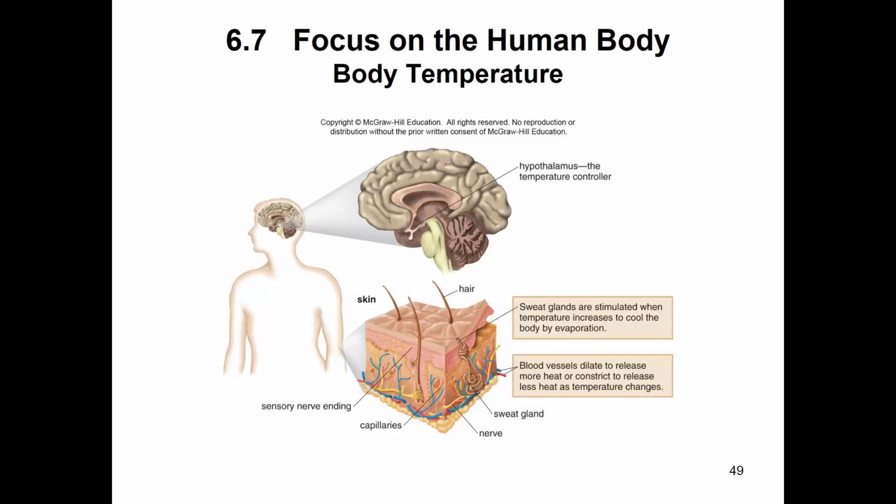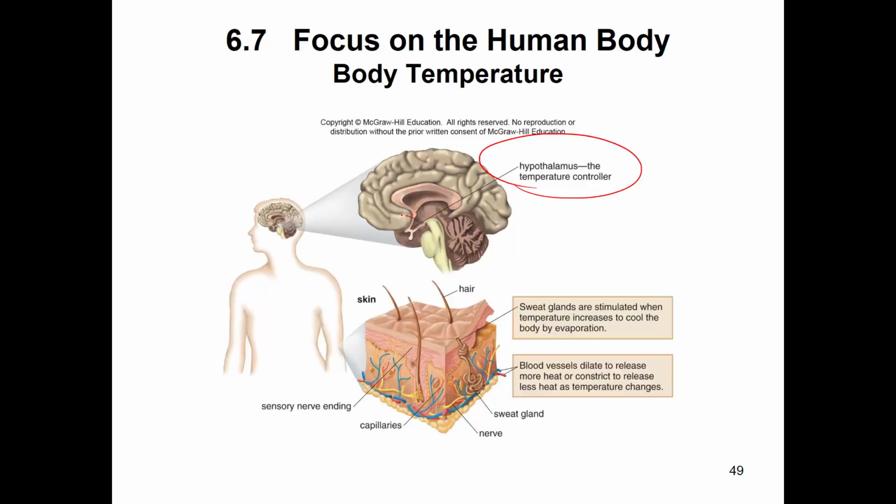And so one of the ways that Le Chatelier is implemented in the body is in the brain, where you have a structure called the hypothalamus. The hypothalamus is like the temperature controller. That's what acclimates you to hot weather, and that's what tells you you're hot or you're cold.